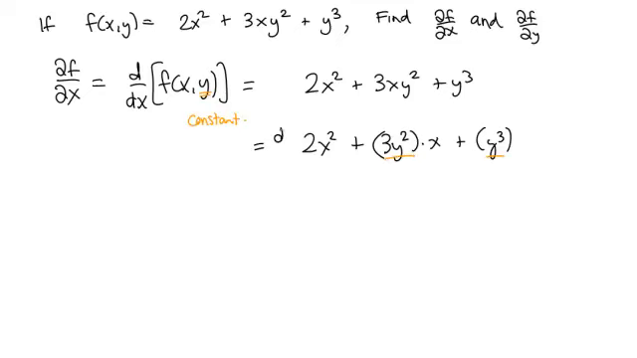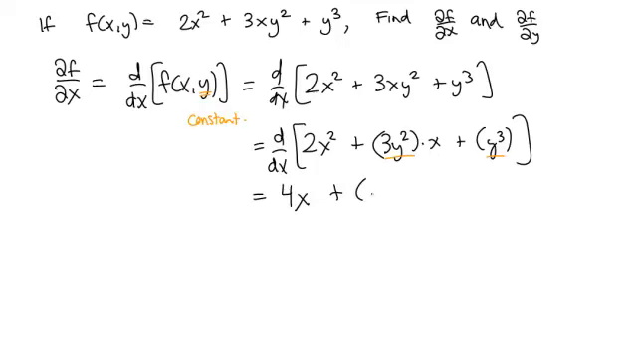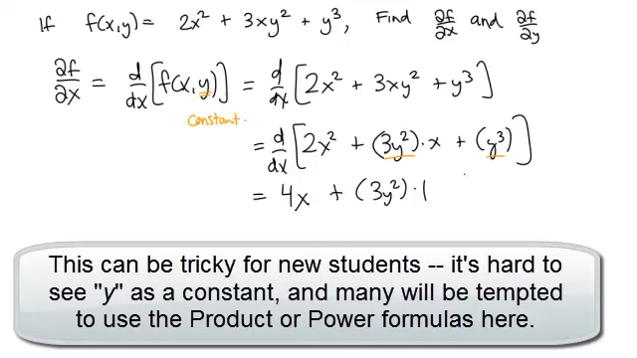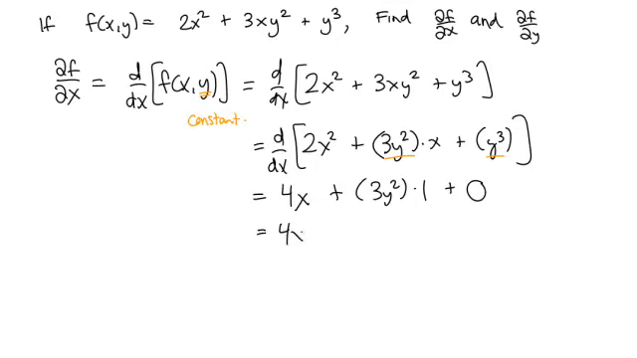So now when I differentiate this expression, what would I get? Well, the derivative of 2x squared would be 4x. The derivative of 3y squared times x, well, the derivative of a constant times x is the constant. So we'd get 3y squared times 1, since the derivative of x is 1. And the derivative of y cubed would be 0 because y is a constant. And so that gets me 4x plus 3y squared as the derivative of f with respect to x.